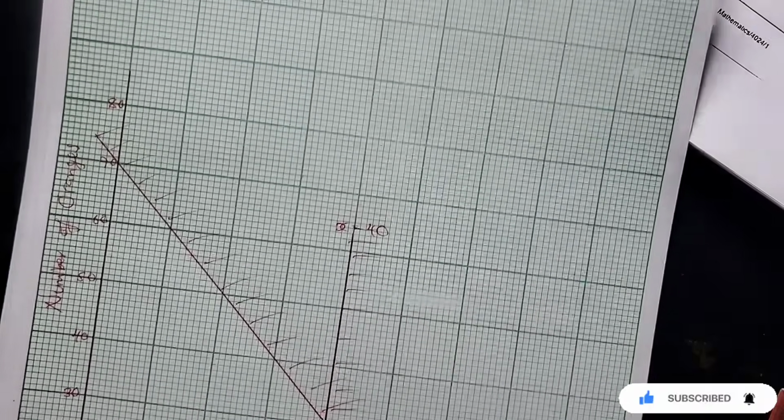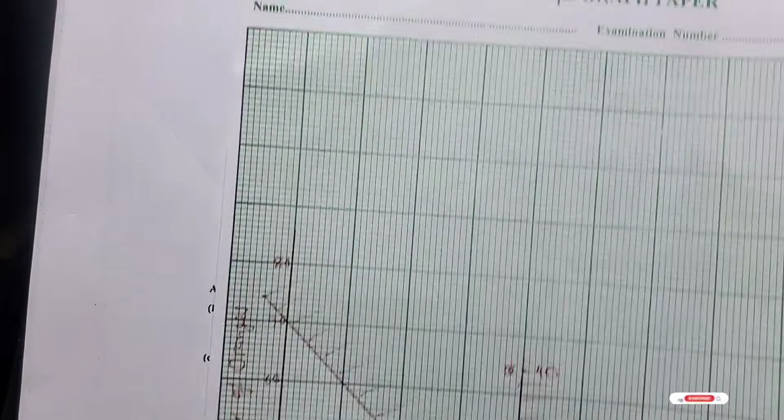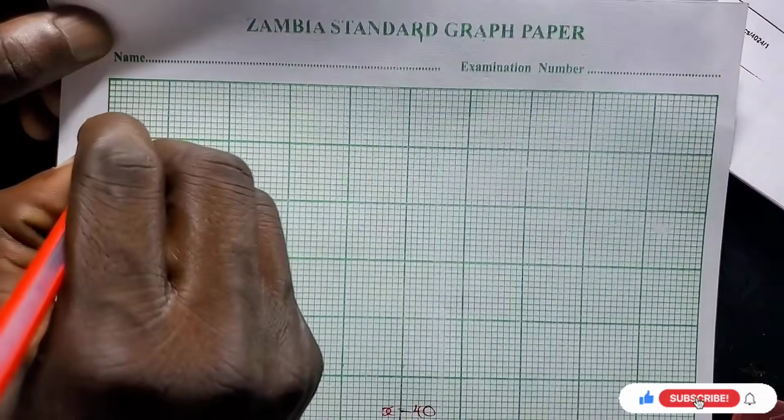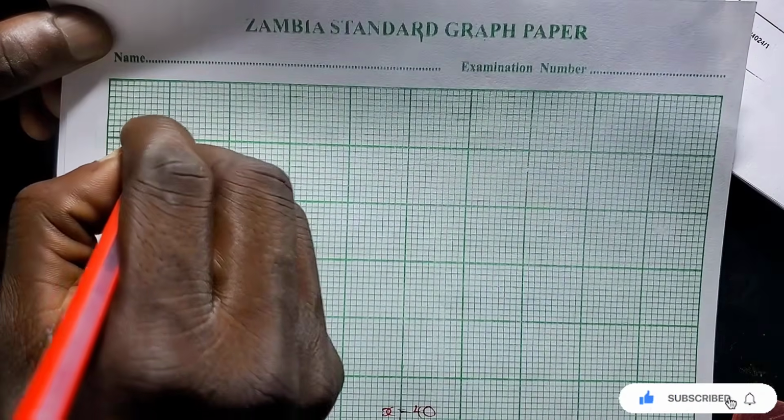Okay? By the way, don't forget to indicate question numbers. Here, this is question 12B.